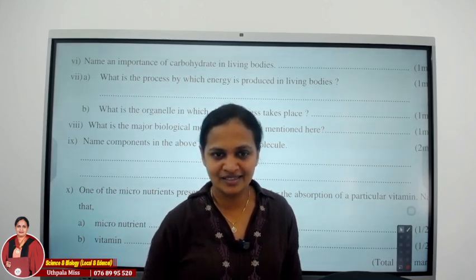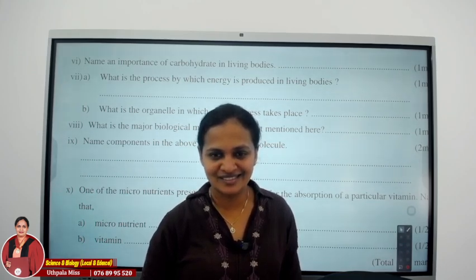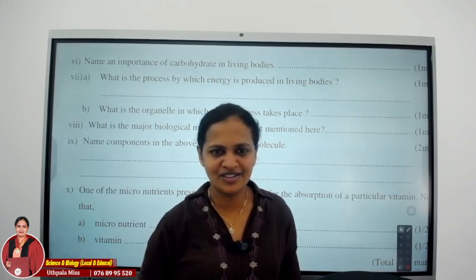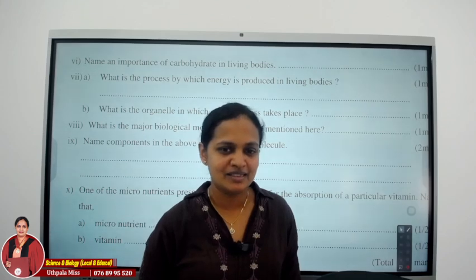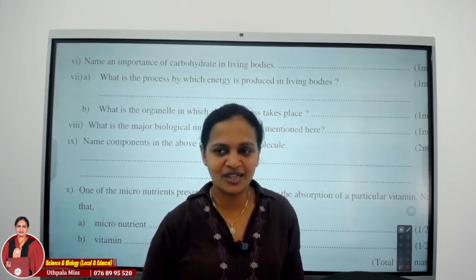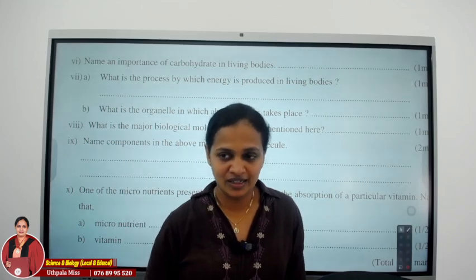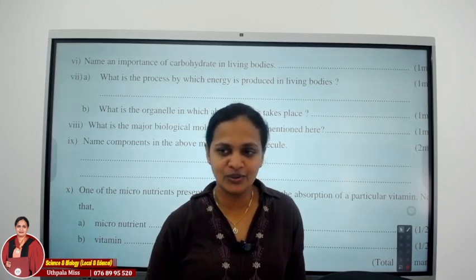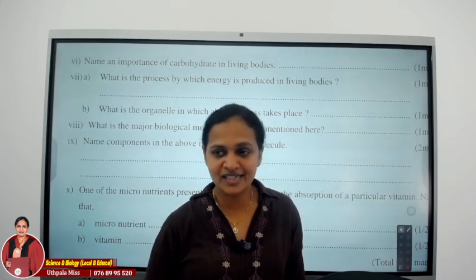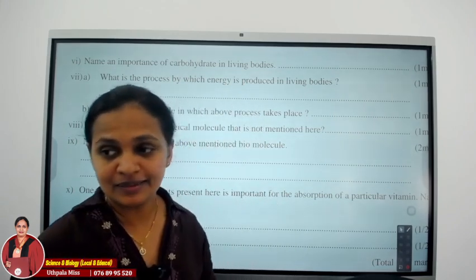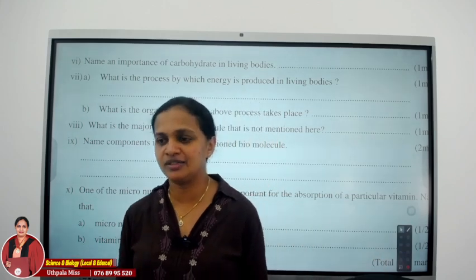Then chitin. What is chitin? Where is it available? Chitin is a type of carbohydrate which is available in the fungal cell wall, and also in the exoskeleton of arthropods we find chitin. Can you remember? As an energy source, as a structural component.